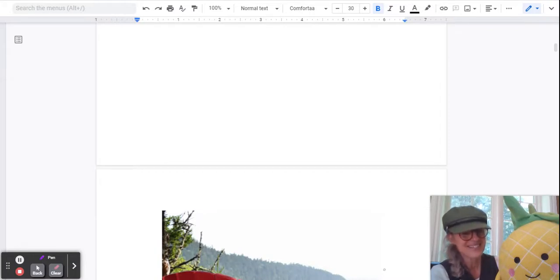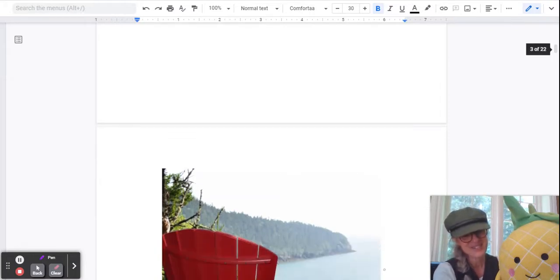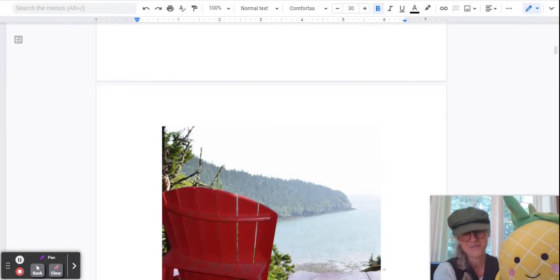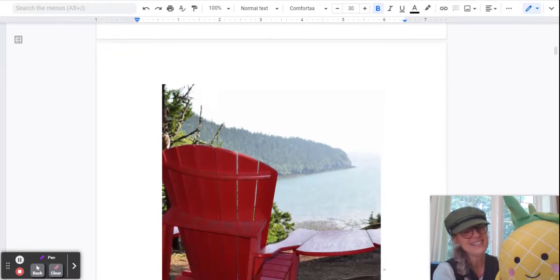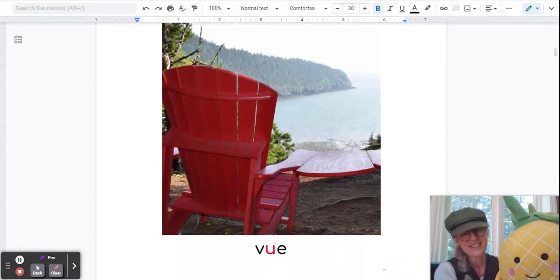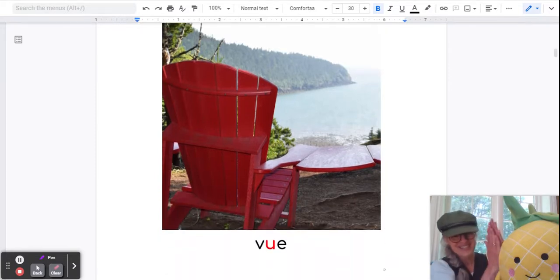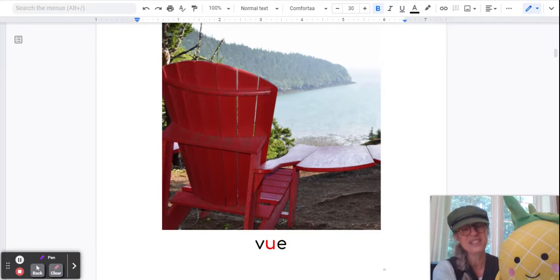There's your clue. Do you know what this is? That's the beautiful view. Do you remember the French word for view? Vue. Yay, you are correct if you said vue. Just repeat after me. Vue. Bravo.